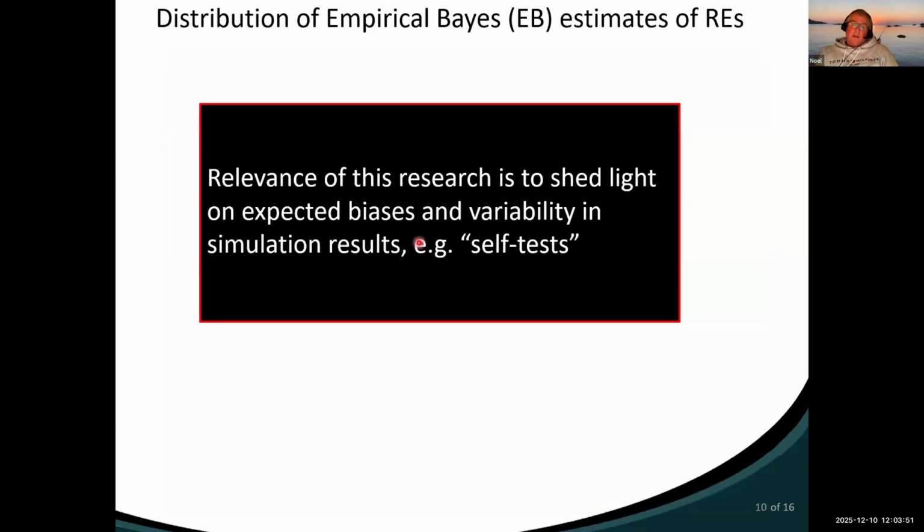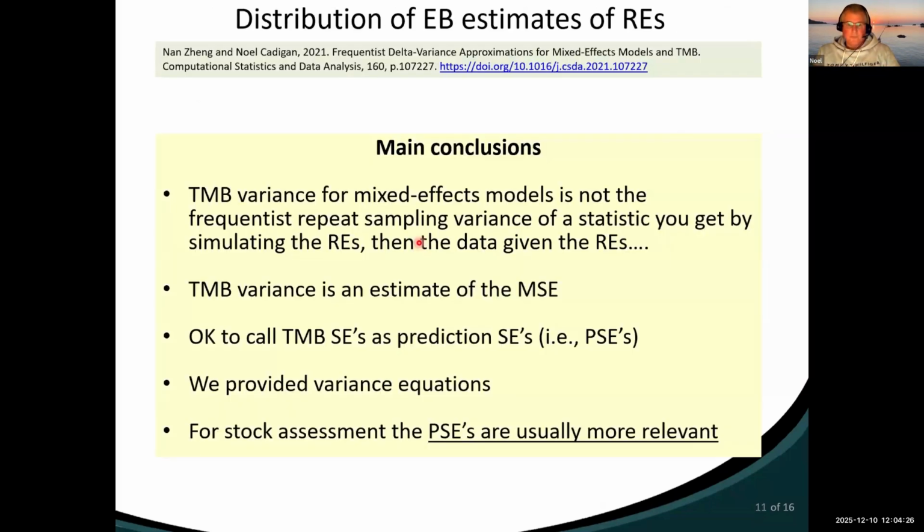Okay, so the second part of my talk, and it might be more informative for some, is I'm going to describe some research I've been involved in on the distribution of empirical Bayes estimates of random effects. The relevance of this research is to shed light on expected biases and variability when we are doing simulations of state space models, and in particular, simulation self-tests.